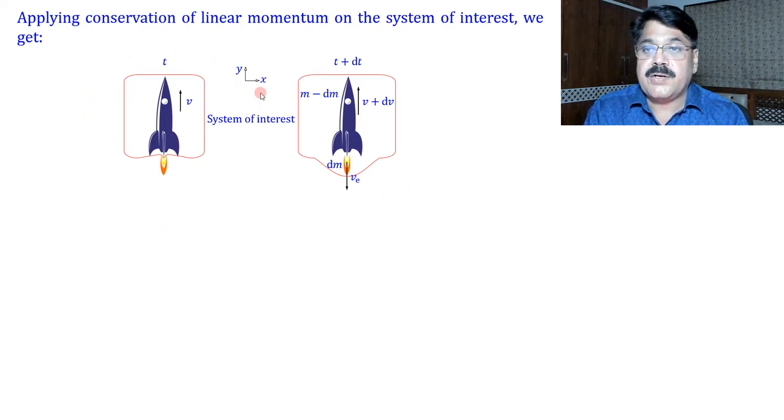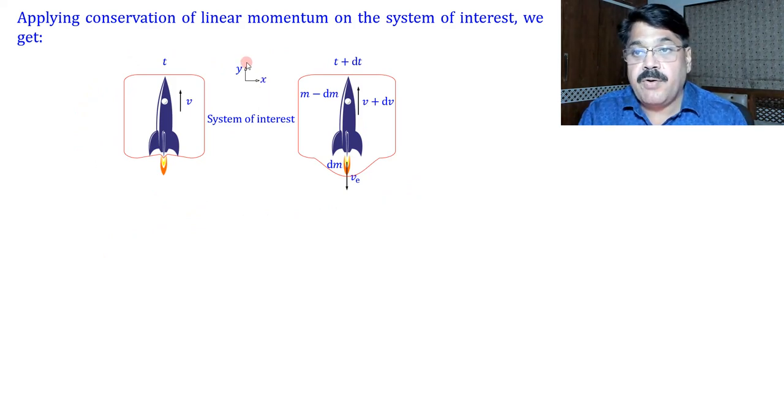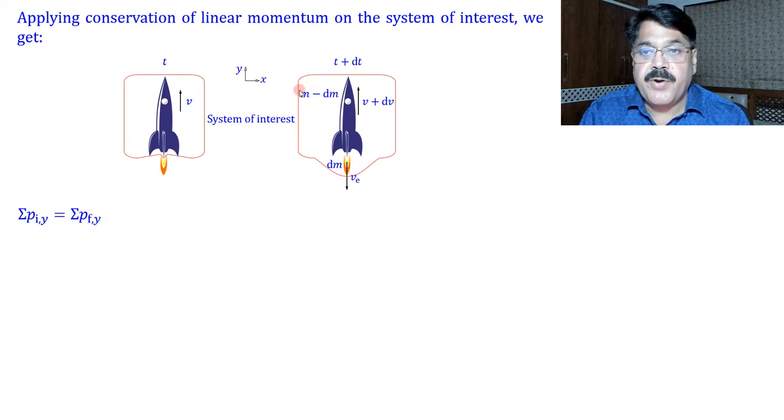So which component of momentum are we interested in? Only the y component. So summation p_iy is equal to summation p_fy. That is the equation of conservation of momentum. So what is the initial momentum? At time t the mass was m, so mv is the momentum. And what is the final momentum? The mass of the rocket is m minus dm and the velocity is v plus dv.